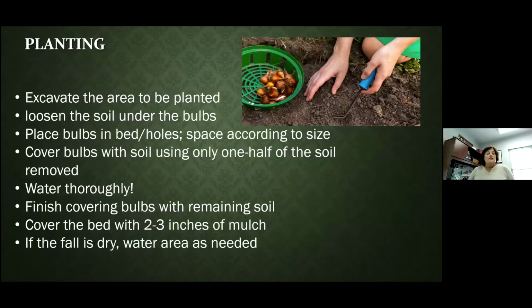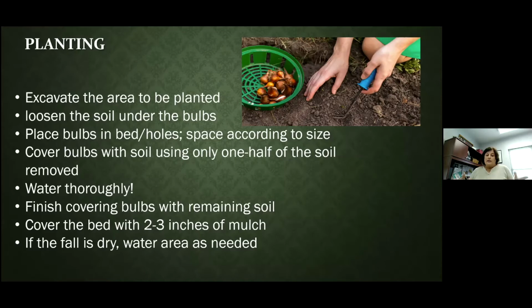Now in planting, you just want to excavate an area and loosen the soil under the bulbs. You want to place your bulbs in a bed or even in holes. It used to be, I thought, that you want to line them up and have everything very regimented. But what I found, and I think other people have too, is that when you clump your bulbs together and make them look a little more natural, it's really the very best display.